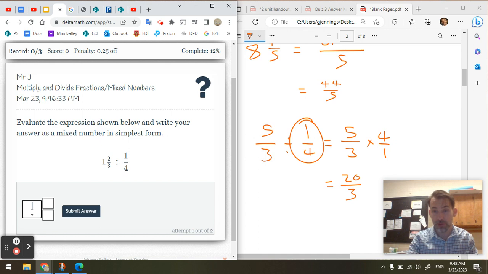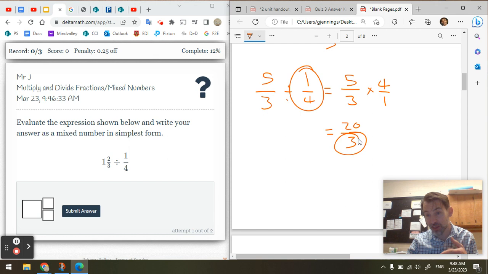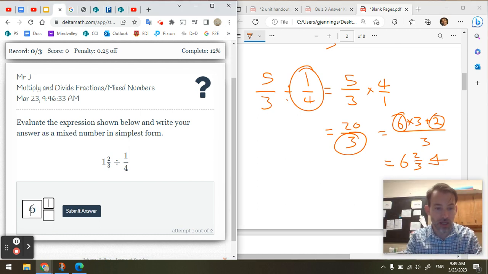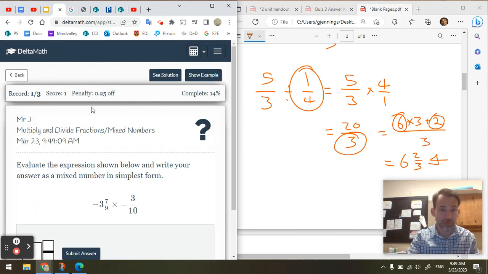Now I want to express 20/3 as a mixed number. I say, how many times can I fit 3 into 20? Well, 6 times 3 is 18. So this is the same thing as saying 6 times 3 plus 2, that's 20, all over 3. So I have 6 wholes and then 2 left over. So this is 6 2/3. All right, that's how we convert back to a mixed number. Hooray! Let's do another.